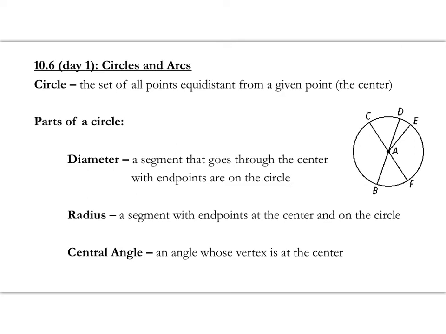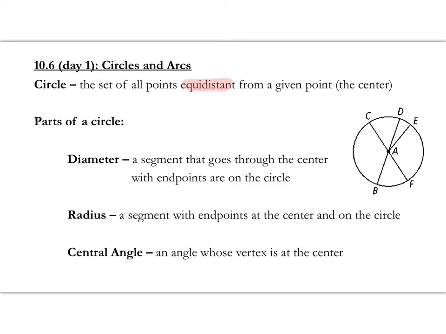A circle, by definition, is the set of all points equidistant from a given point called the center. So I just want you to think about that definition for a second, because if you think of the tool that we use to draw a circle, that's where this definition comes from. That tool is called a compass, and the compass keeps it the same distance all the way around to draw the circle. So it's just important that you understand that that's what it means to be a circle, that we're staying the same distance all the way around.